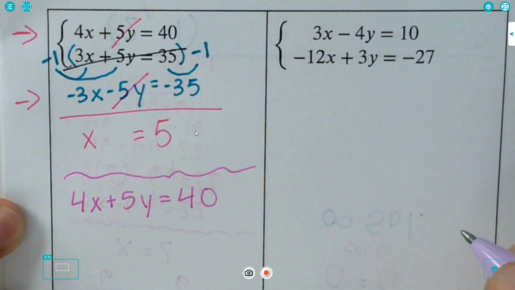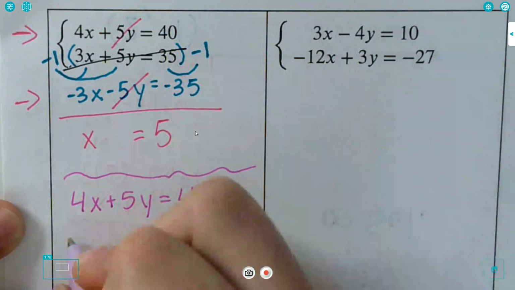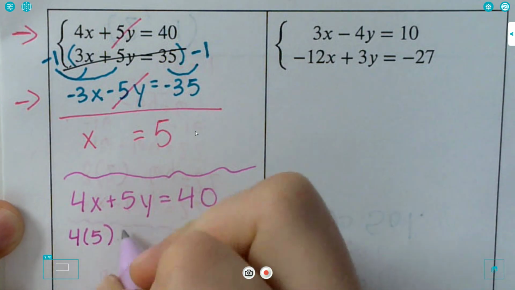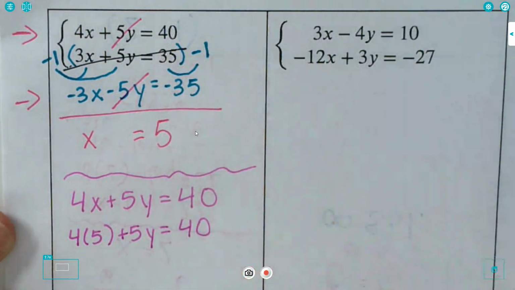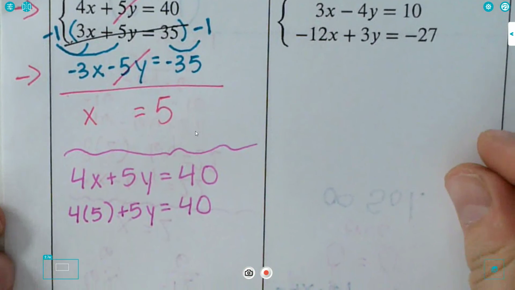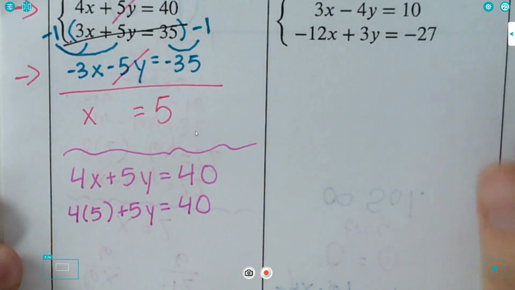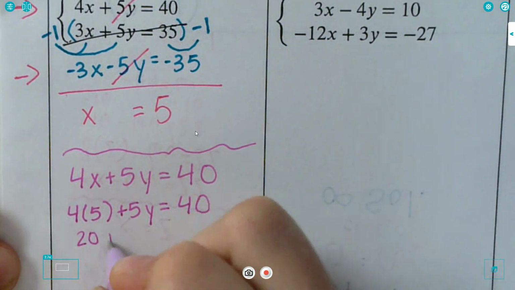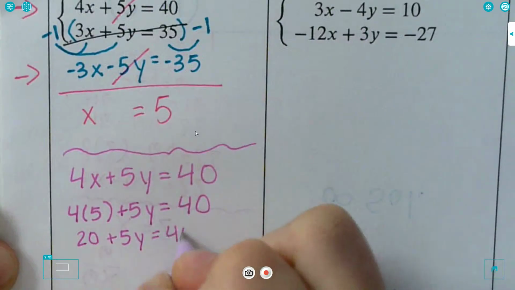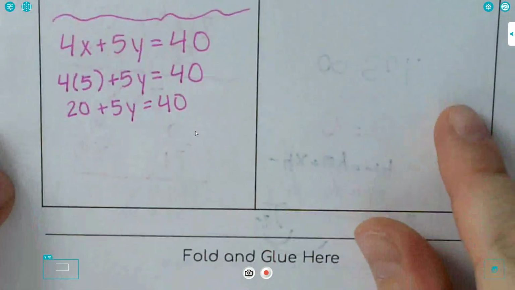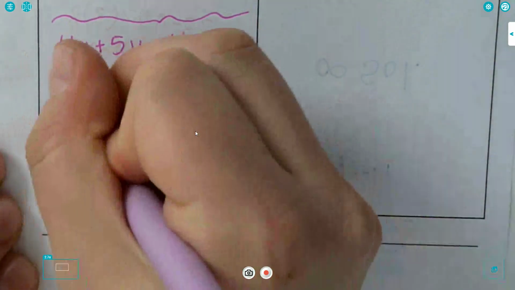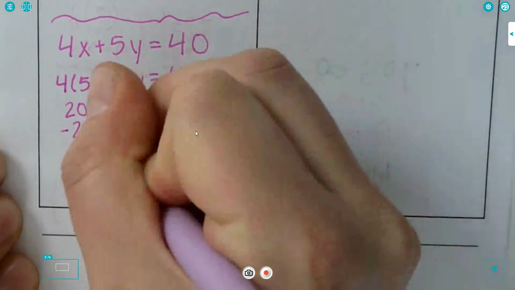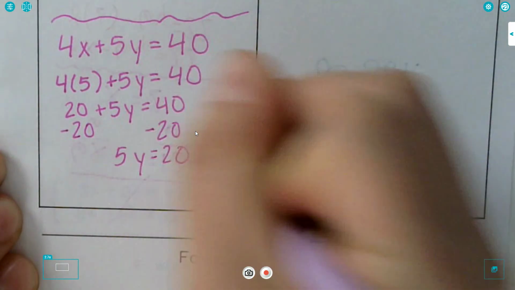For x, because it is x equals. So 4 times 5 plus 5y equals 40. So I'm plugging it in for x. Okay, 4 times 5 is 20, plus 5y equals 40. I can subtract 20 from both sides. I get 5y equals 20. That's 40 minus 20 is 20.